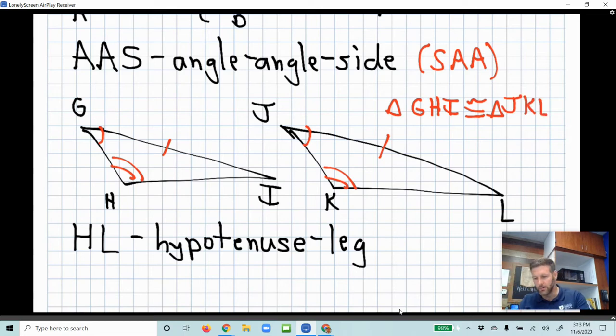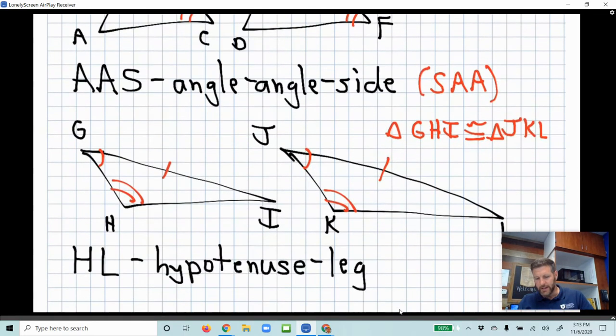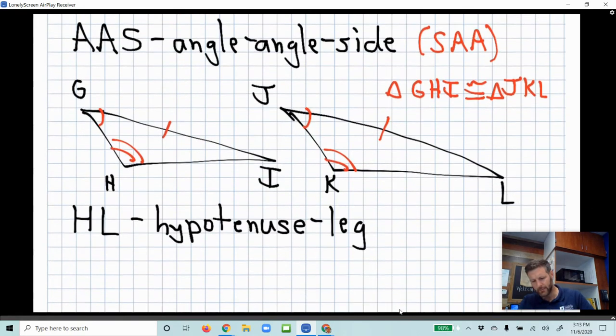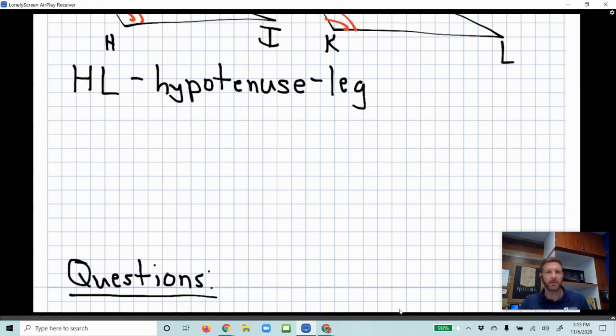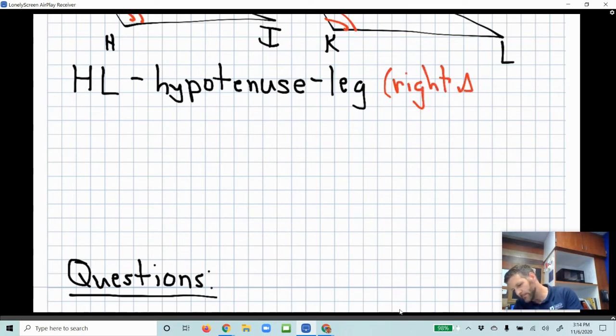All right, so angle, side, angle, and angle, angle, side work. Then we have this thing called HL. And HL is a special case using right triangles. In order to use HL, that stands for hypotenuse leg. And just remember, the only kind of triangle that has a hypotenuse is a right triangle. Again, every triangle has a longest side, but that's not called the hypotenuse unless it's in a right triangle.